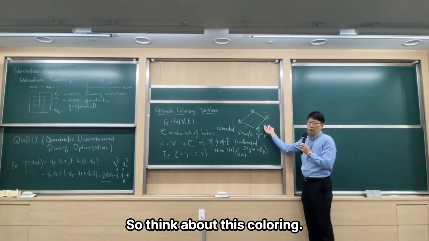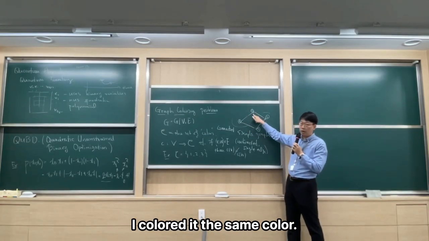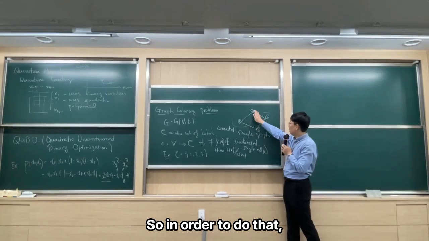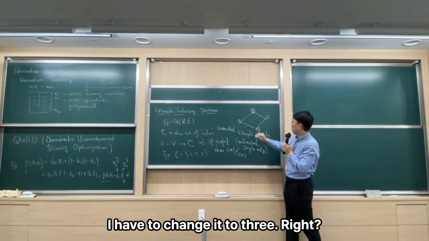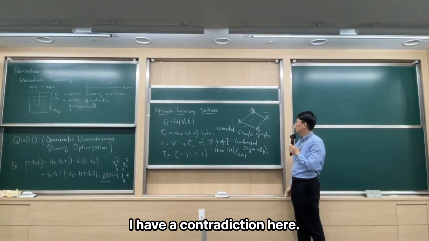So think about this coloring. This vertex and this vertex are joined by an edge, and I colored them the same color. Therefore, this is not a graph coloring. In order to fix that, I have to change it to 3. I cannot change it to 2 because then I have a contradiction here.